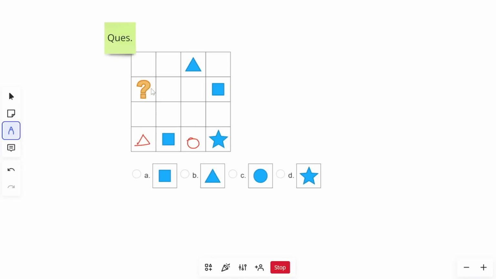Now let's start eliminating which cannot come in the question mark. First of all, square cannot come because square is coming in the same row. Also triangle cannot come because triangle is also coming in the same column. Now we have two options, which is circle and star.